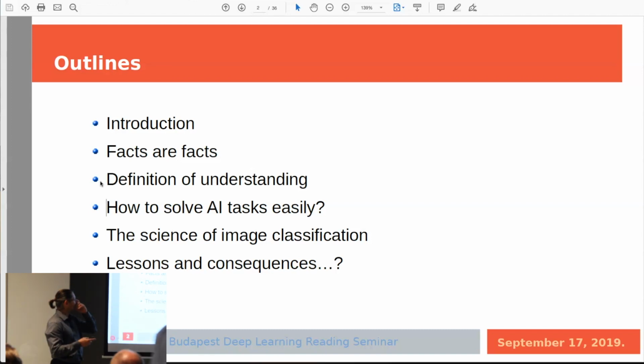So these are the outlines that I would like to speak about. First I would like to go through some introduction, and there are some mysterious titles. I intentionally left them mysterious. Facts are facts. It will turn out what that means. Definition of understanding is the next point. Next is how to solve an AI task easily. The next will be the science of image classification, and finally lessons and consequences.